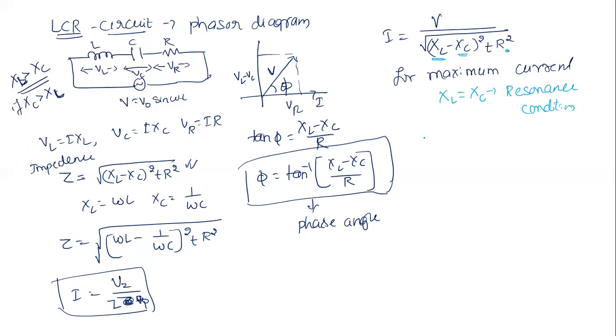If you simplify this, you get a formula for frequency. Frequency is equal to 1 divided by 2 pi root of LC. This frequency is what we call the resonant frequency. That is the condition for the maximum value of current. So this is one thing you can remember about the LCR circuit.